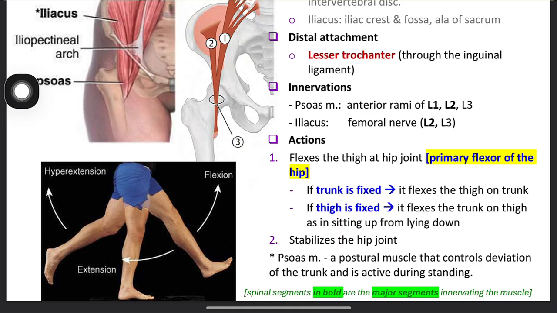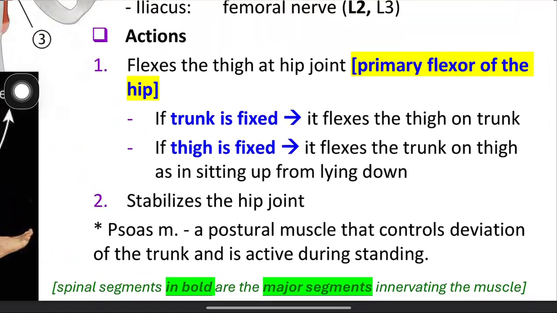Because of these, it also stabilizes the hip joint. So the psoas major, one note for you, the psoas major is the postural muscle that controls the deviation of the trunk and is active during standing. So now we are talking about them acting bilaterally.